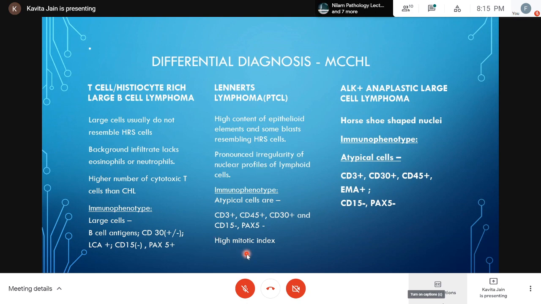Whereas, I forgot to tell you in pathogenesis, since the Hodgkin cells are pre-mitotic, they were supposed to go to mitosis, but they were stopped from going there. So they are not dividing. So characteristically the Ki67 won't be very high, whereas in Lennert's lymphoma, the PTCLs or other NHLs, you will have a high mitotic index. So we have ALK, again PAX5, and EMA would help us.